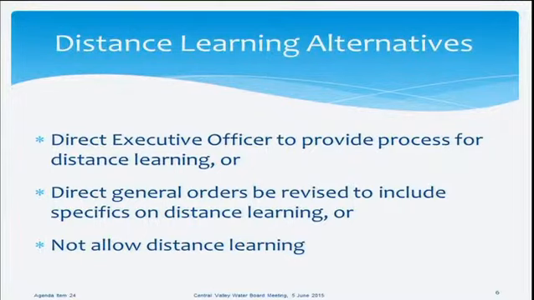So staff thinks the board has a number of alternatives. The first is that the board can direct staff to provide a process for approving distance learning. Another alternative is that you can direct staff to revise the general orders to include specific conditions for distance learning. And then of course, you can direct staff not to allow distance learning.